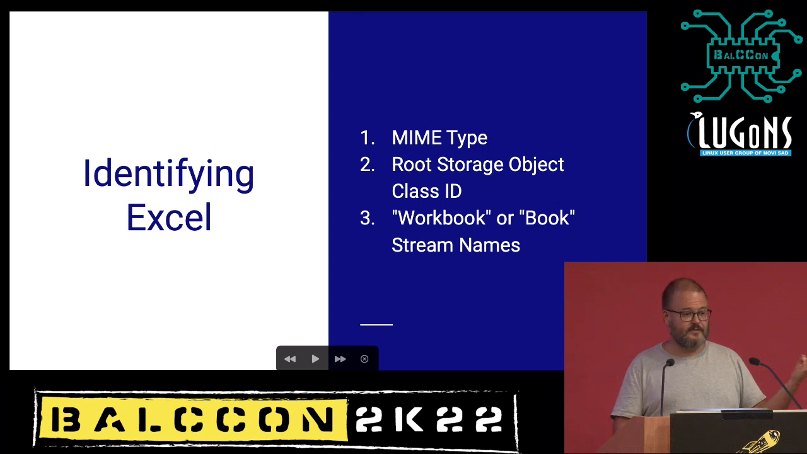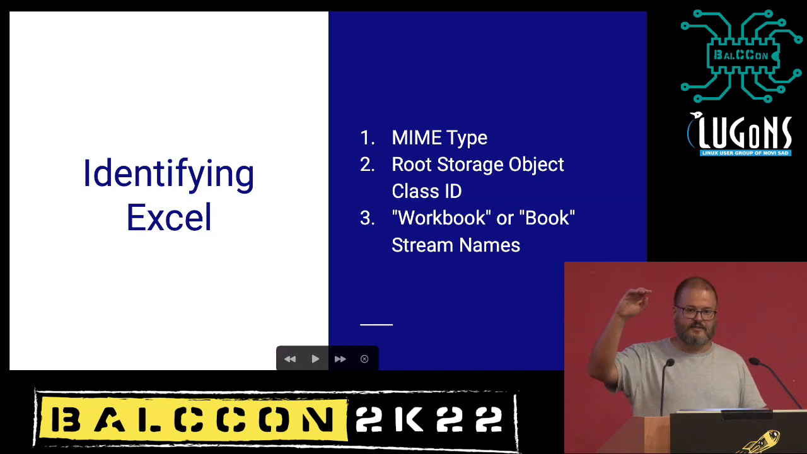So I took a step back and I thought, how can I identify an Excel document? So there's three ways that you can identify an Excel document. The way that's really strong is looking at MIME type. So this is coming back from the Magic module in YARA, or using ExifTool or whatever tool you want to use to find the MIME type. That's a very strong method of determining it. You can also look at what's called the root storage object class ID, which we're going to talk about in a moment. And you can also look at the stream names.